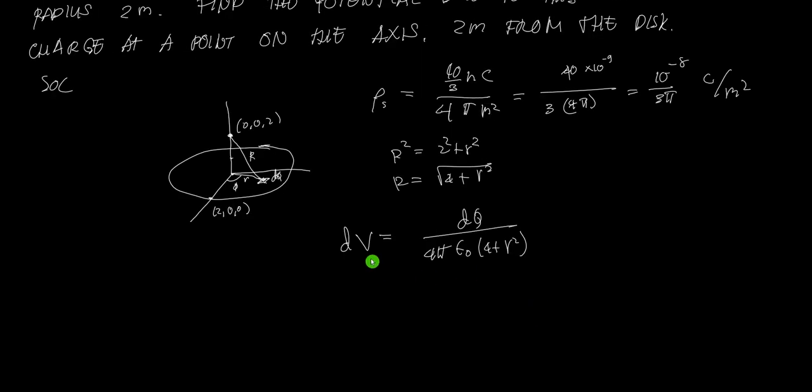Next, to solve for V, you need to integrate this. So to integrate this, we need to change this dq. Our dq, remember, rho s. The rho s is equal to what? dq all over dS, surface area. So if I solve for dq, dq will be just equal to rho s times the surface area. And what is dS here? Our dS, remember, this area here.